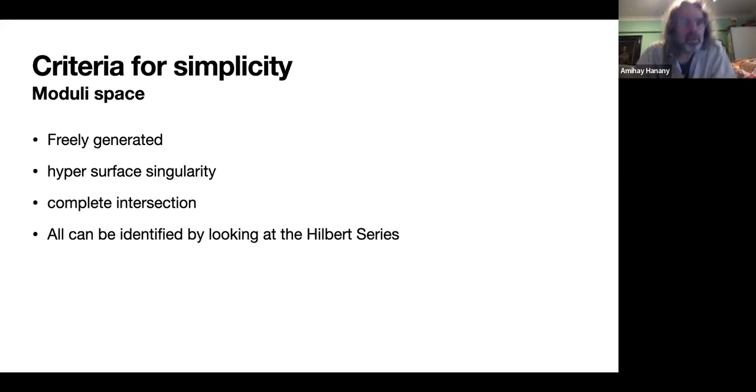So the traditional criteria for simplicity: the first one is a freely generated moduli space. Actually, a lot of the talk will focus on this part, because you could start with a very non-trivial theory, but as we flow to the infrared, the theory becomes just a theory of free fields. And when it comes to the question of the moduli space, it's just going to be a freely generated moduli space.